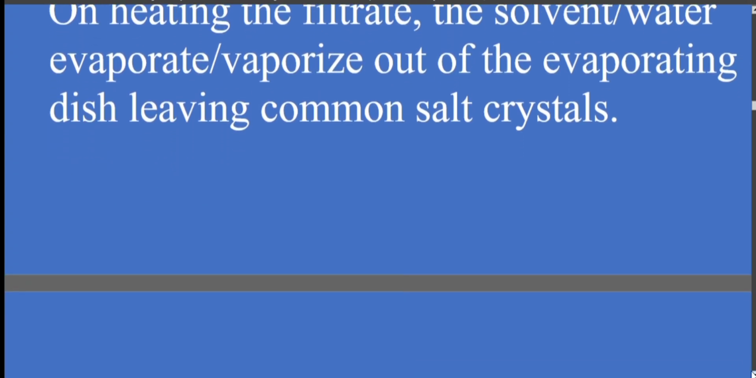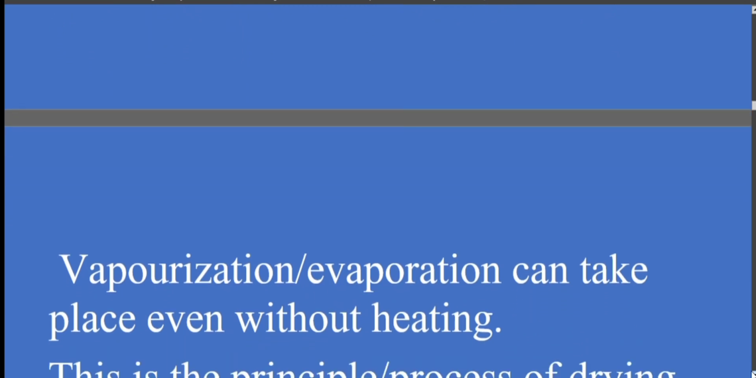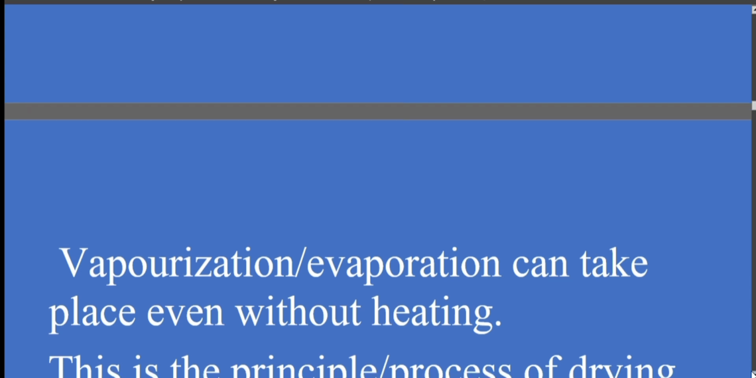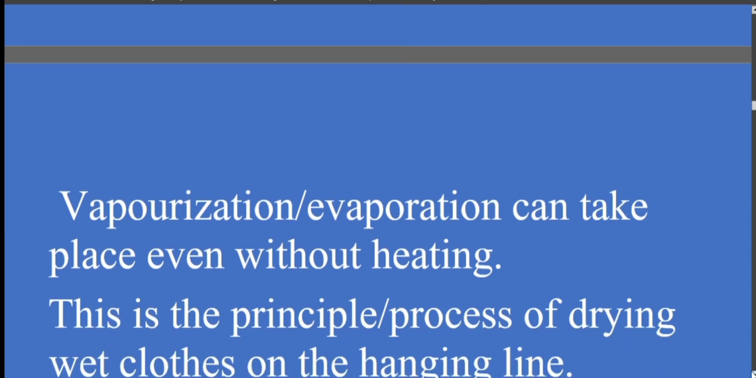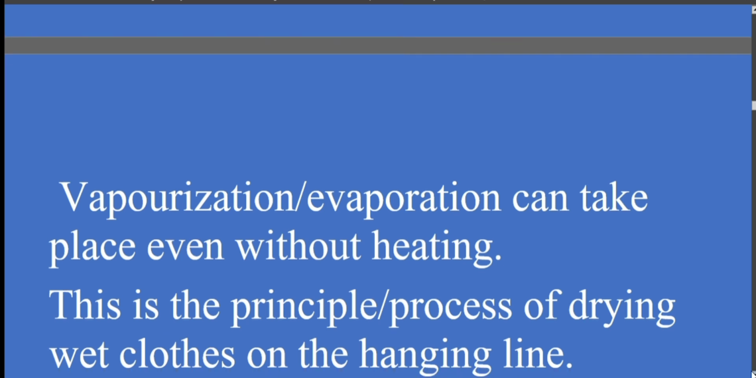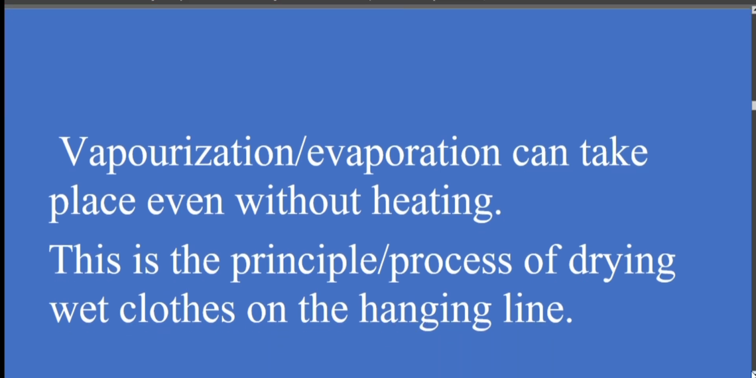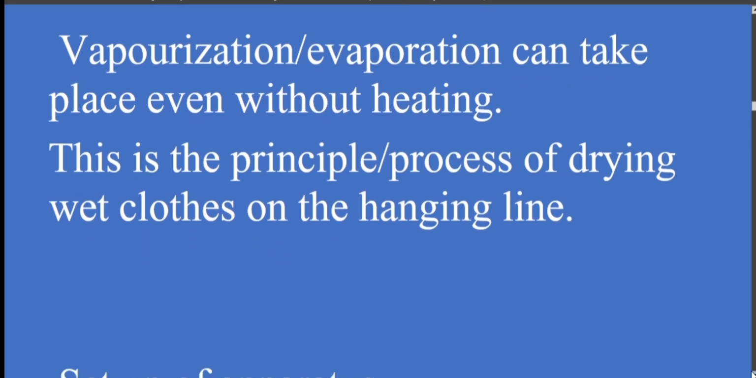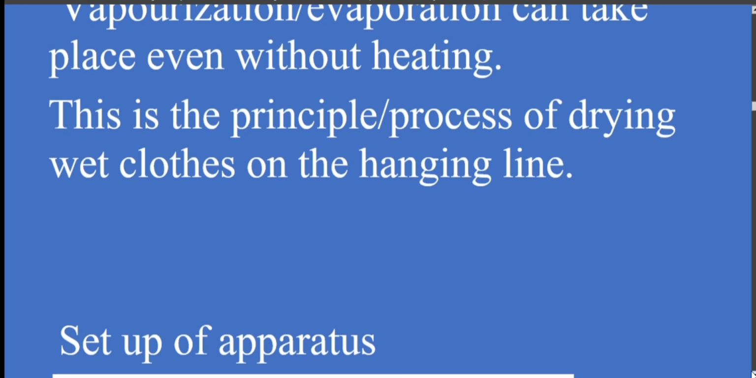Vaporization or evaporation can take place even without heating. This is the principal process of drying wet clothes on the hanging line. Remember, we wash our clothes with water and we hang them. We do not provide any heat. They dry using the sun.